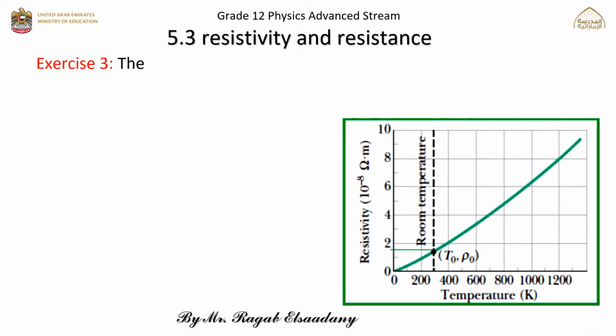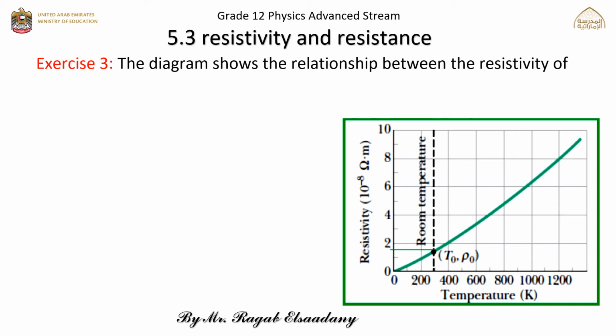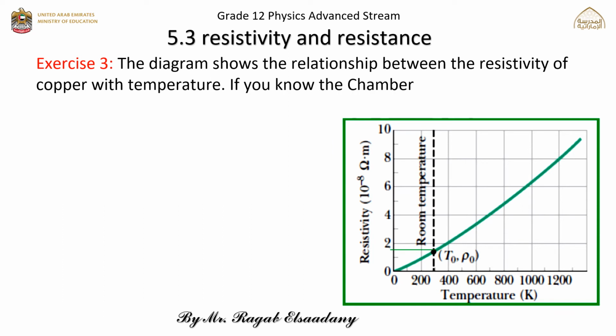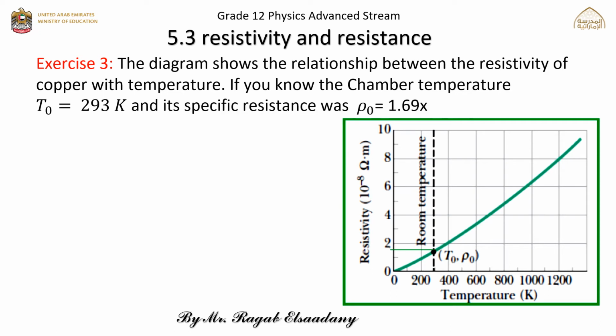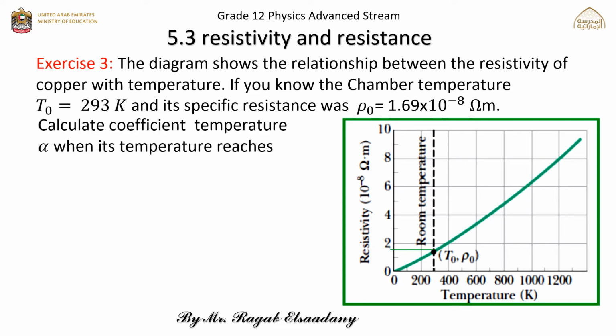Exercise 3. The diagram shows the relationship between the resistivity of copper with temperature. If you know the chamber temperature T null equals 293 Kelvin and its specific resistance was rho null equals 1.69 times 10 power minus 8 ohm meter, calculate the temperature coefficient alpha when its temperature reaches T equals 1200 Kelvin.